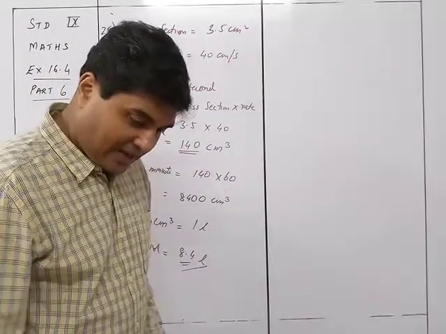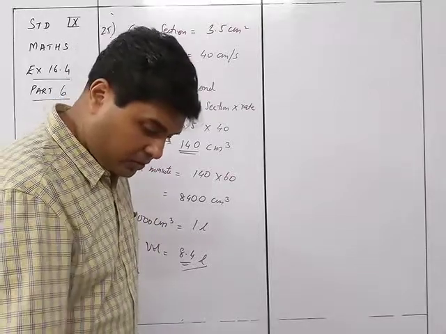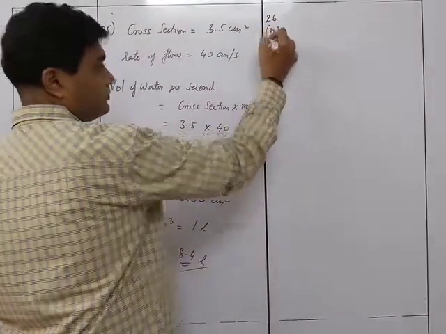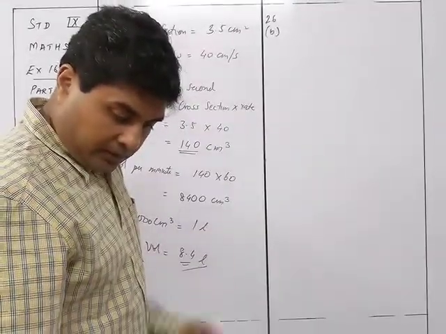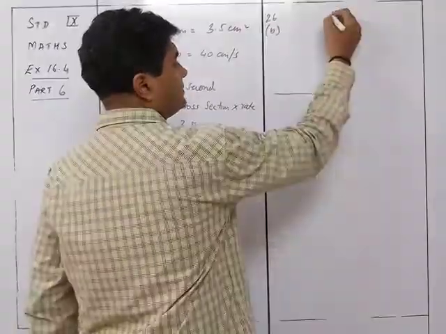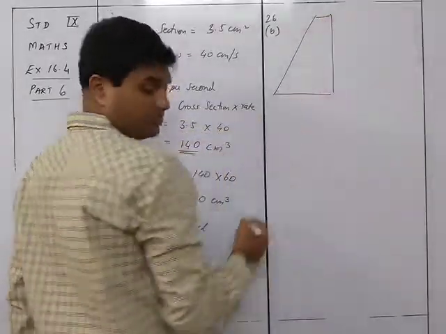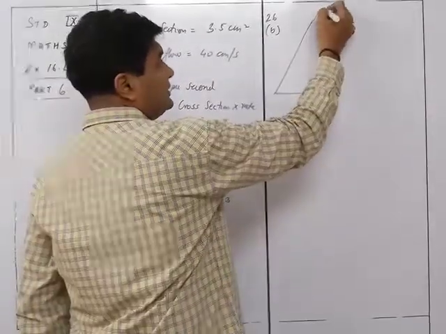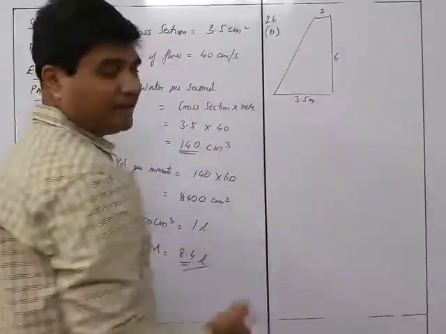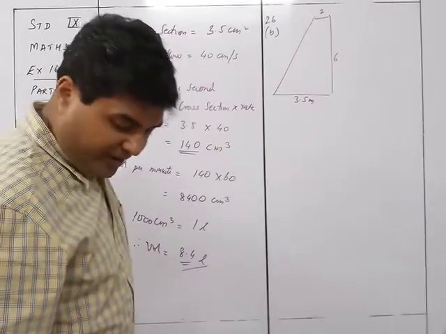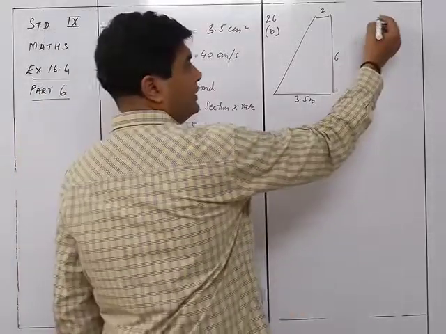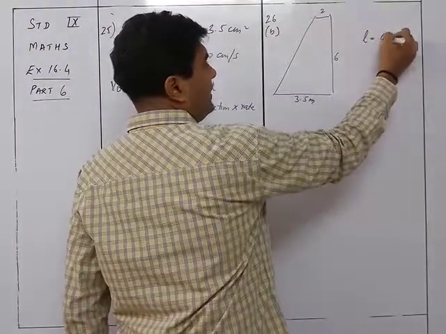We now move on to the last sum, that is sum number 26B. Okay, we are going for 26B. They are given over here. The figure is a cross section of a concrete wall. So there is a concrete wall like this, like of a dam, such that this is 2 meters, this is 6 meters, and this is 3.5 meters. So you can see it is nothing but a trapezium, and we need to find out that the length of the thing is 400 meters.